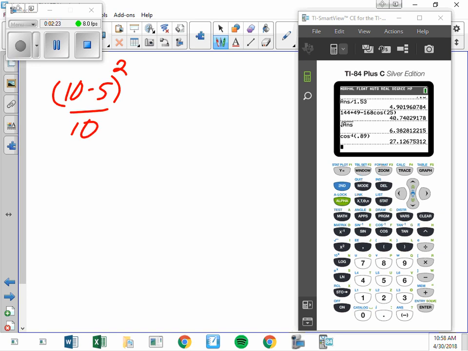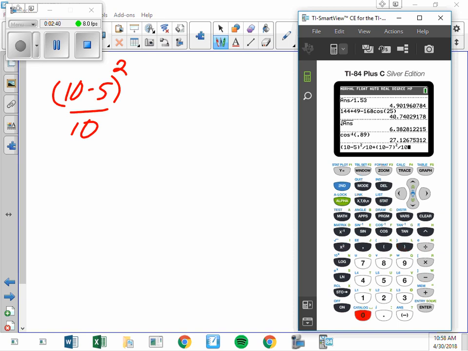So I'm just going to plug them straight into my calculator. 10 minus 5 squared divided by 10. Okay, what's the plus? What's the next one? So 10 minus 7 squared divided by 10. Does it matter if I do 10 minus 7 or 7 minus 10? No, because I'm going to square them. So it doesn't matter. Plus, what's the next one?